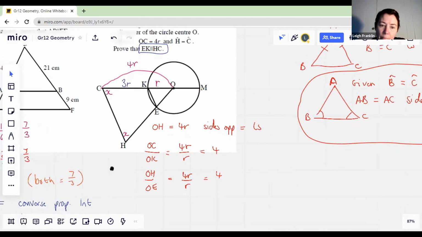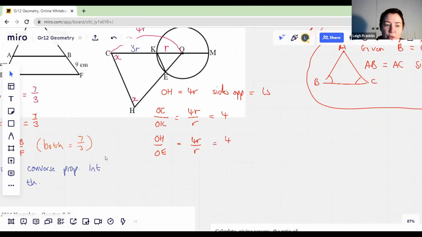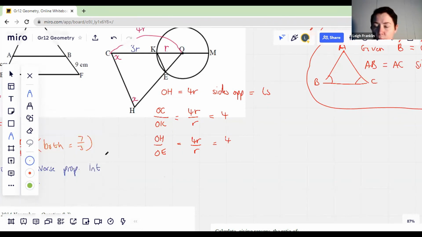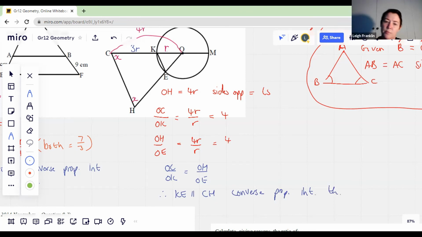Next conclusion. What would we conclude now, Matrix? Are you guys understanding? Have I lost anybody? OC over OK is equal to OH over OE. That's it. Good, well done. Yes, Neo, that's exactly right. Okay, so I haven't lost you. All right, lovely. Therefore, KE parallel to CH, converse proportionality.